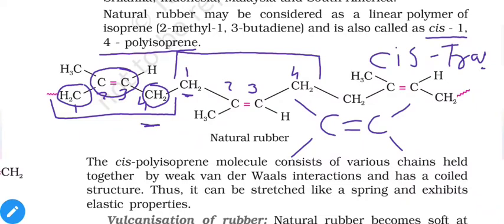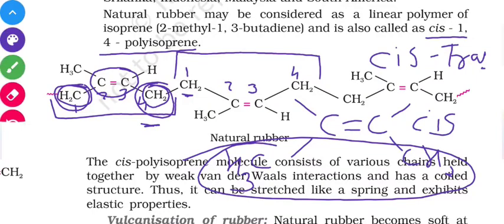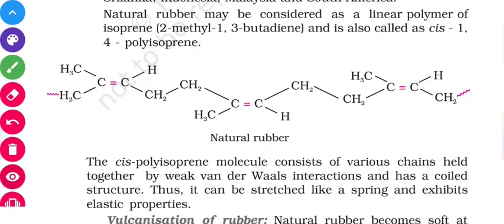Okay, so as we can see, if the first is at the bottom side, then the 4th one is also present at the bottom side. That's why they are on the same side, and that's why we are calling it a cis molecule. So that's why it is called cis-1,4-polyisoprene. The same type of repetition will be observed. These two carbons are attached with the adjacent molecule and they are on the same side of the double bond. That's why it is called cis isoprene.